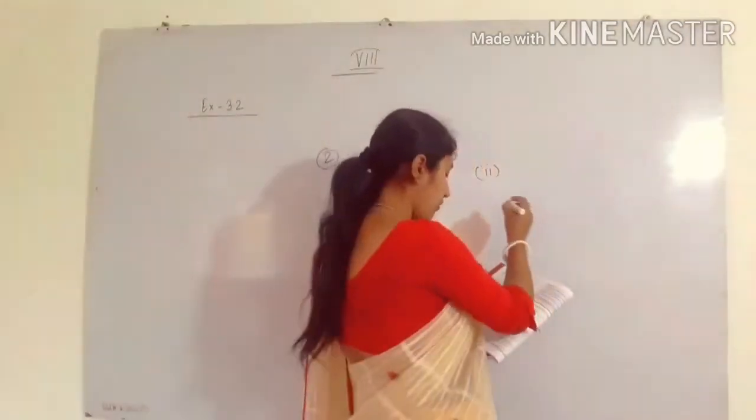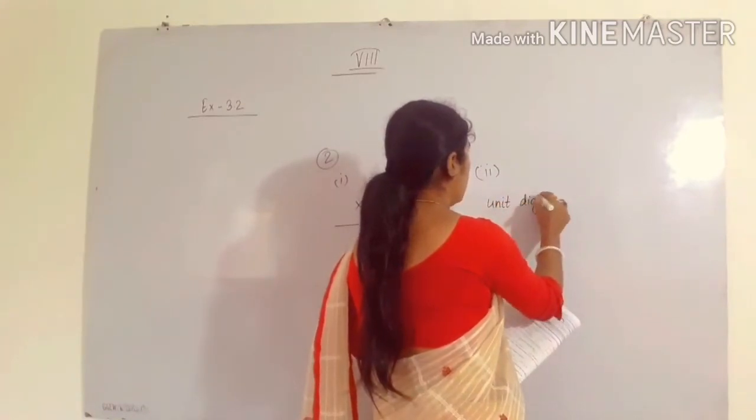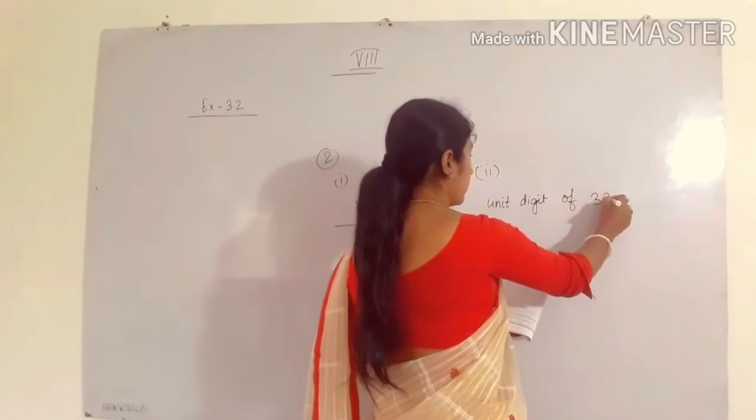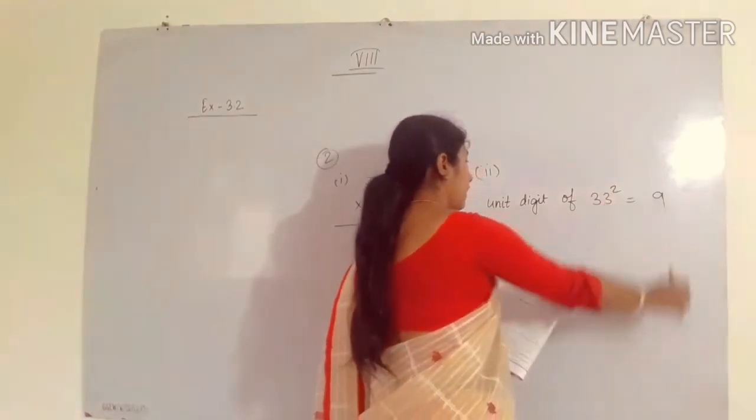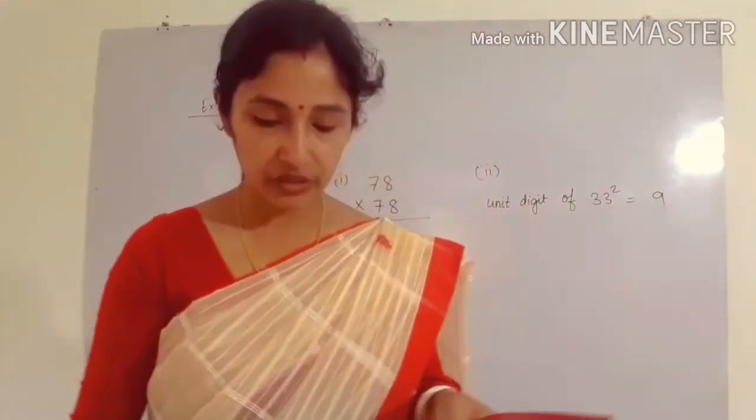Unit place, or ones place, or unit digit of 33 square. Write like this and write 9. Finish. Okay. Next, come to question number 3.